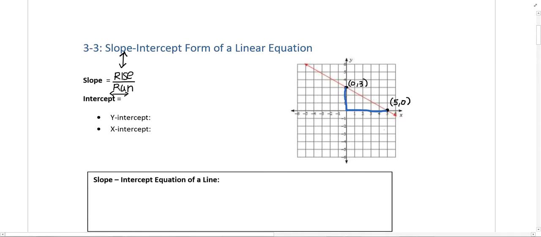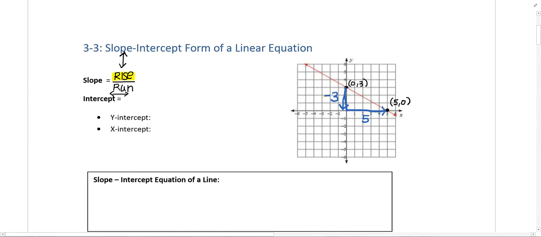So think about the directions you would go to go from this first point to the second point. I would go down, and I'm going down 3 spaces. Since it's down, that's a -3. If it was up, it would be a +3. Now let's go to the right, and that's 5 spaces. Right is a positive direction. Left, if we went that way, would be negative. So here are our rise and our run.